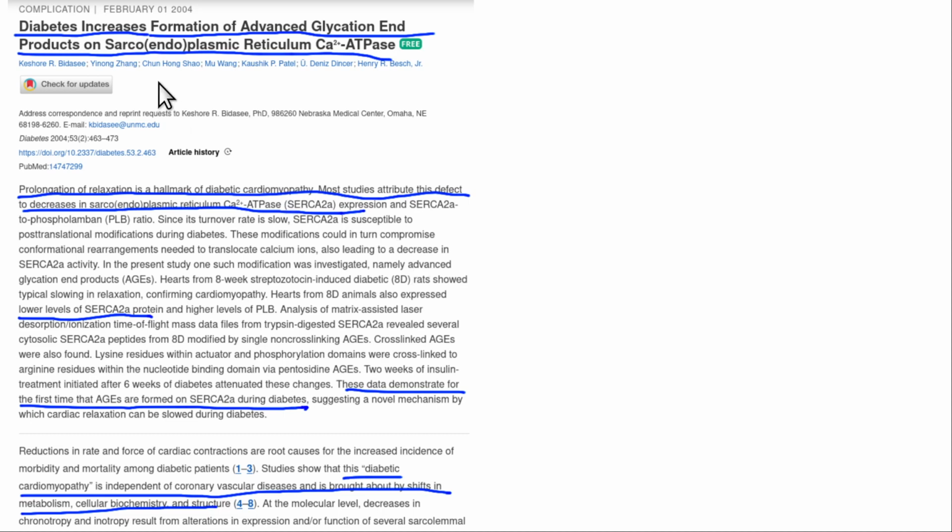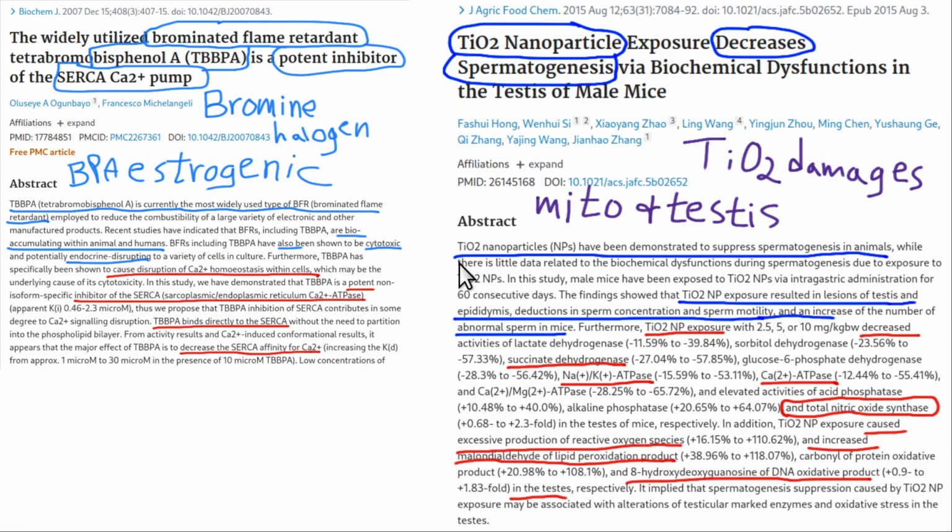Let me show you a couple papers real quick. Diabetes increases formation of AGEs, advanced glycation end products, on sarcoplasmic endoplasmic reticulum calcium ATPase. That's SERCA. So diabetes will also get itself into a vicious cycle with reduced SERCA function. Again, this is what I'm saying: you want to fix things before they become irreversible. Eventually that will destroy your beta cells, and you won't be able to make insulin, and the person will become insulin dependent in their diabetes. The same things that are estrogenic are quite often SERCA inhibitors. Bisphenol A, here it is in a brominated flame retardant.